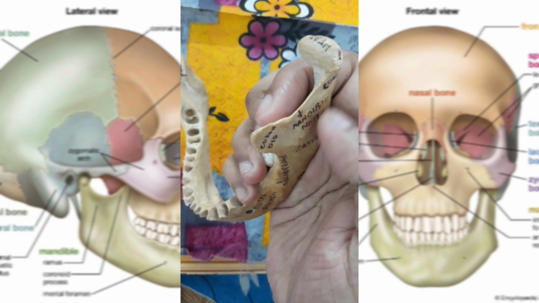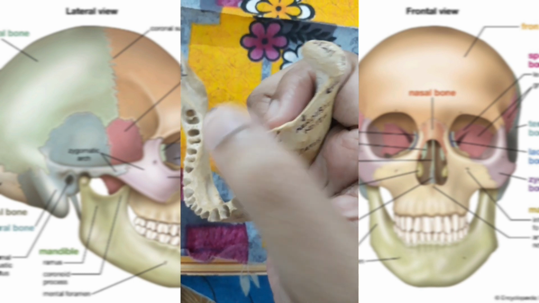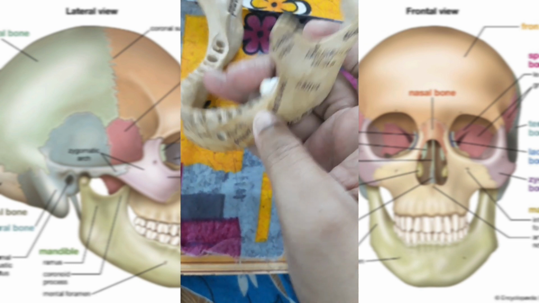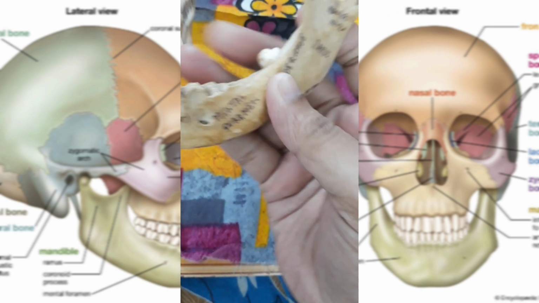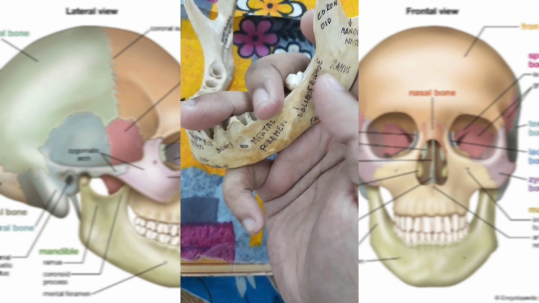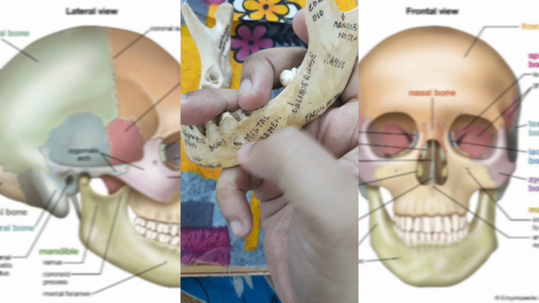Next we have the lingula. First we have to appreciate it in the diagram. So friends, we can see the lingula. These are clearly seen in the diagram. So let's study the lingula. Lingula is a tongue-like projection on the medial side of the ramus.